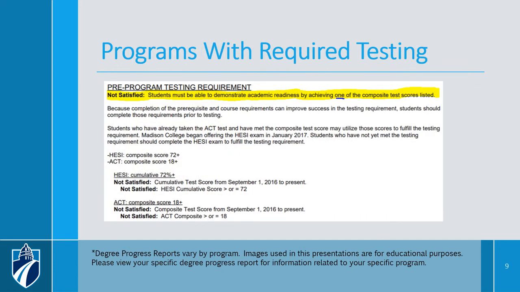Certain programs will require you to complete a testing requirement. If you do not already meet this requirement through prior testing, like ACT you took in high school, we typically suggest waiting to take until you are further along with your petition requirements to help prepare you for the test. You can meet the requirement by achieving one of the composite test scores listed. In this example, the testing requirement can be met one of the following ways: completing the ACT with a composite score of 18 or above, completing the HESI with a composite score of 72% or higher.